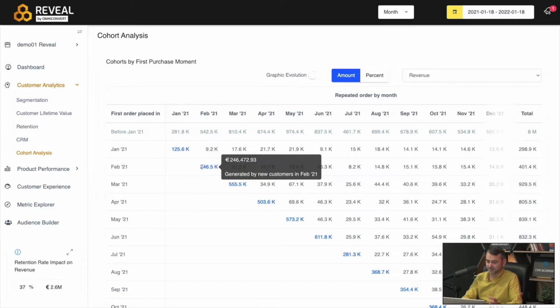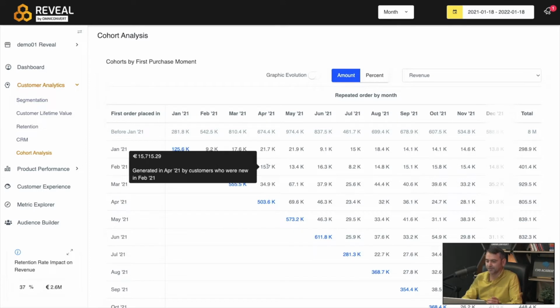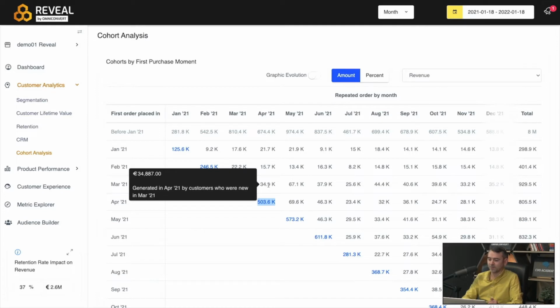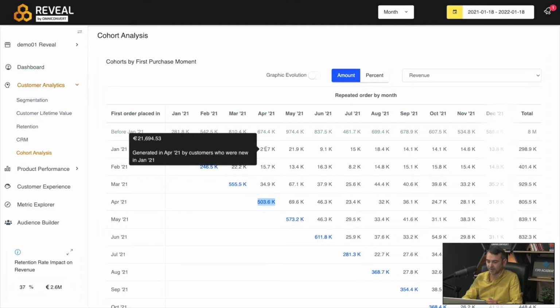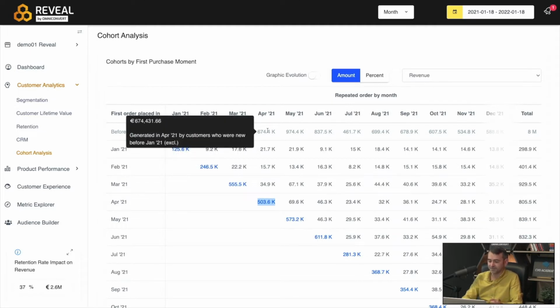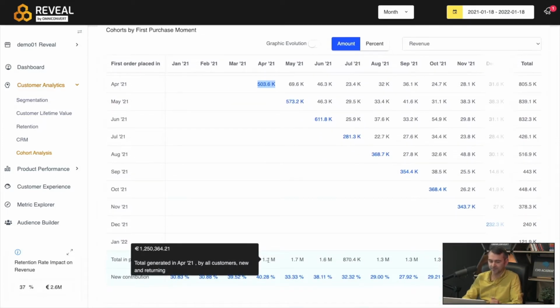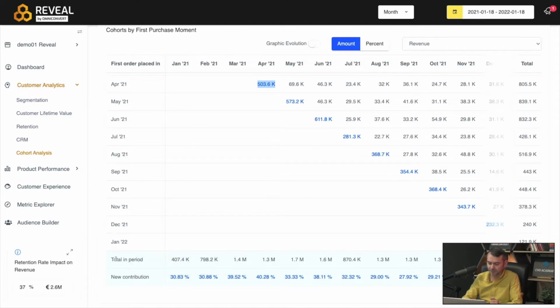The same cohort of customers that you acquired in February 2021 generated 15,000 euro in April, yeah? So over here, if we look in April, the newly acquired customers from April generated 500,000, and the ones that have been acquired in March 34, from February 15, from January 21, and from before January 21,674. If we sum up these figures, we reach 1,250,000 euro, which is the total revenue generated in April 2021.